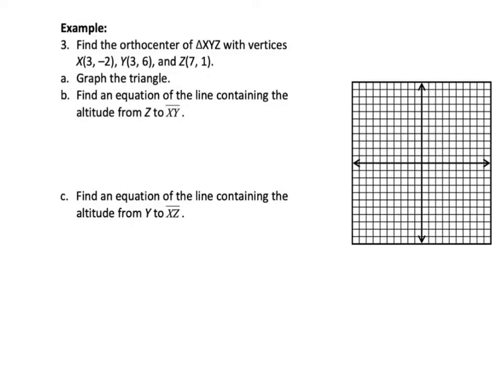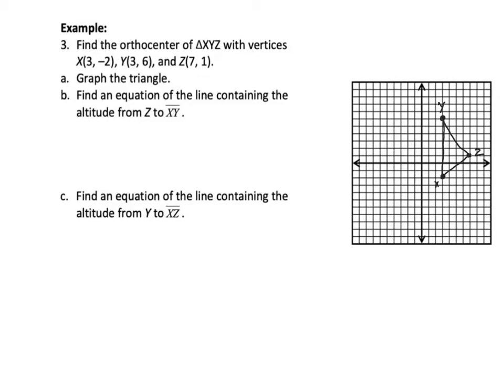Okay, so the first thing you could do is actually make the triangle. So our x is at 3, -2. So here's our x. Our y is at 3, 6. Here's our y. And then our z is at 7, 1. So 4, 5, 6, 7, 1. Here's our z. Okay.